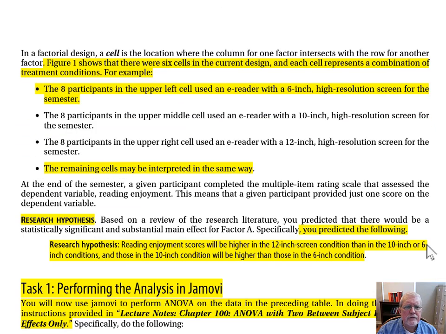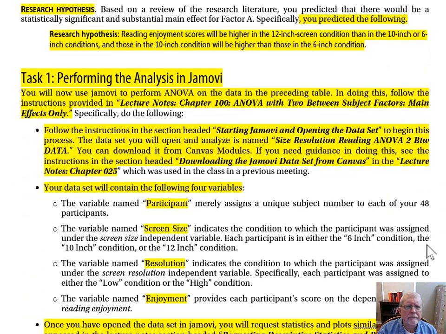Still on page 3, about halfway down, we come to task 1, performing the analysis in Jamovi. You will now use Jamovi to perform ANOVA on the data in the preceding table. In doing this, follow the instructions provided in Lecture Notes, Chapter 100, ANOVA with 2 between subject factors, main effects. And yes, I do have a video on the relevant section of that chapter.